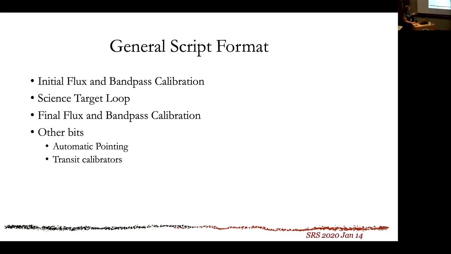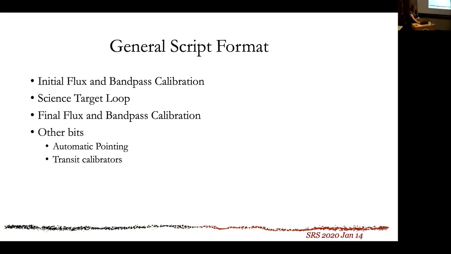Then we have, some people will need transit calibrators. The upper elevation limit defaults for SMA scripts to 83 degrees. If your target source goes above 83 degrees, you will want to pick a source to observe when your target source is unavailable. You can use that for extra bandpass calibration, additional gain calibration, and that can all be specified with the script generator.